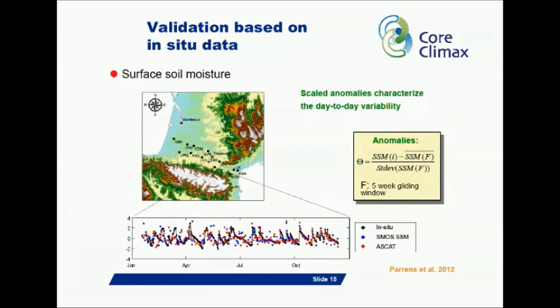This figure represents what you obtain for a given station in southwestern France. In black you see the in situ observation of the scaled anomaly. In red you see what is obtained from the ASCAT wind scatterometer, which over land provides information about surface soil moisture. And in blue you see what is derived from the SMOS satellite. By the way, you can see that at least for some events, the consistency between the three estimates is remarkable.